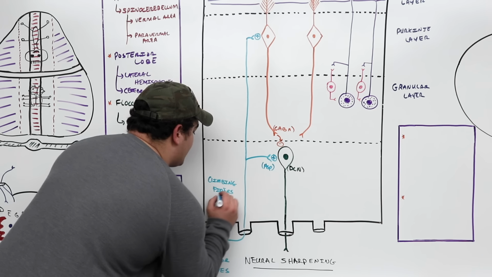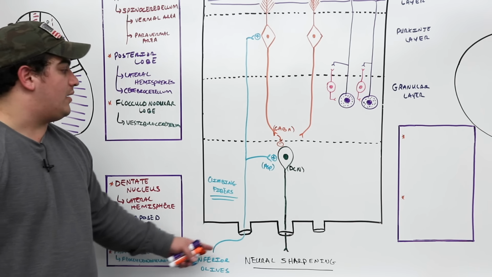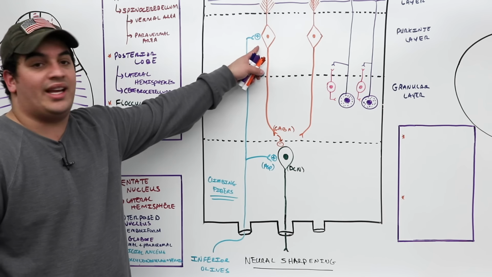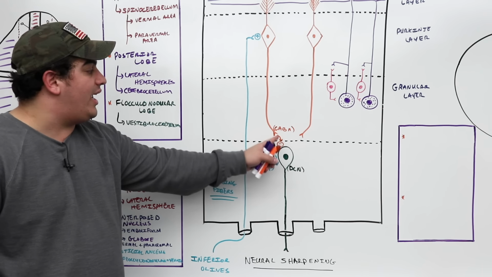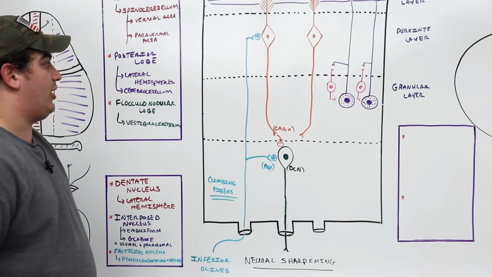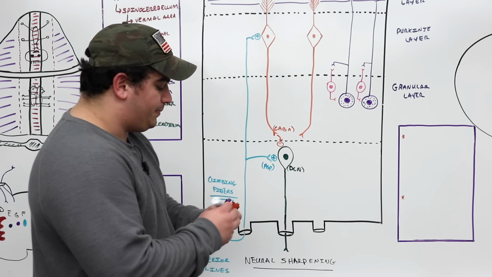And the climbing fibers, again, to remember this one, are going to be connecting from the inferior olive, sending information to the deep cerebellar nuclei where it'll stimulate it, and continue to go up to the Purkinje fibers and activate them. But they release GABA that inhibits the deep cerebellar nuclei to play a role with neural sharpening. That was an easy one. The next one is a little bit harder.